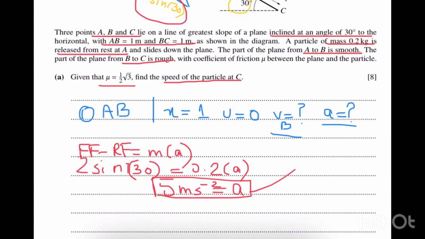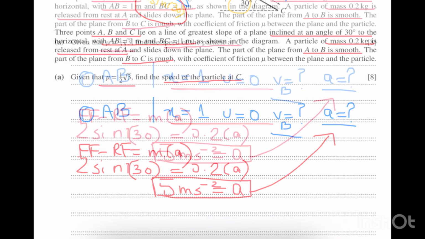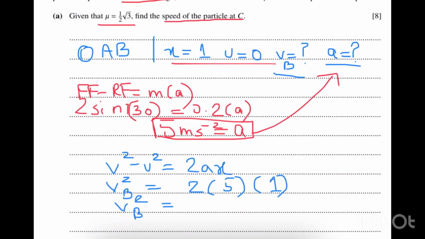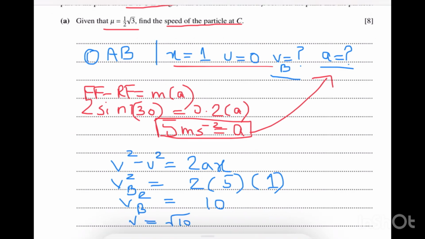Now you can use this and other information to find out the speed of the particle at B. We will use the v squared minus u squared equals 2ax formula. So the final speed, which we don't know, squared, minus the initial speed is 0, so we won't write that, equals 2 multiplied by 5, which is the acceleration, and x, the distance, which is 1. That means v squared is equal to 10, making the velocity of the particle at B equal to root 10.